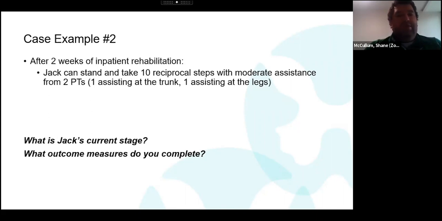Okay, so the big thing at this point in time is that even though it's moderate assistance, and when you look at the 2A, 2B, 2C, it's max, moderate, and minimal as you go down, the fact that he requires assistance from 2 physios means that he cannot progress past a 2A at this point in time. In order to be a 2B or 2C, it can only be assistance from one other person. So he would be a 2A. And at that level, you would do the modified TUG with him.